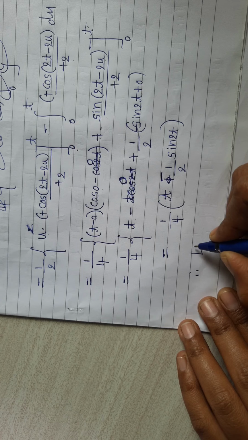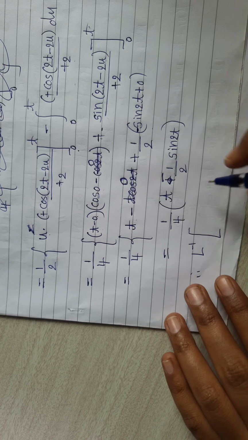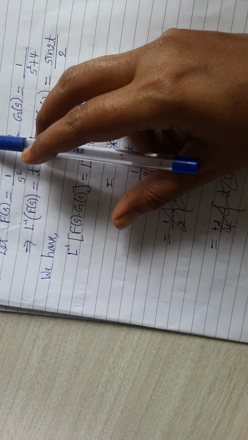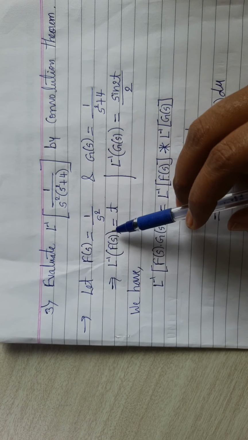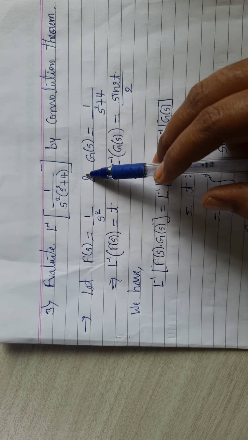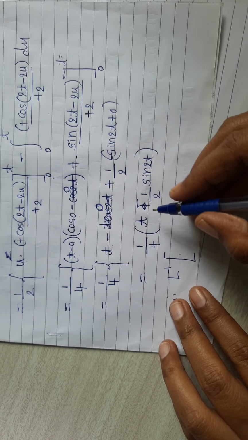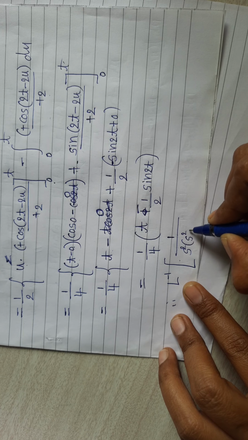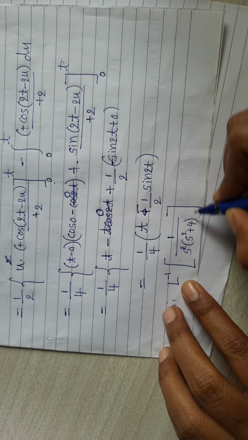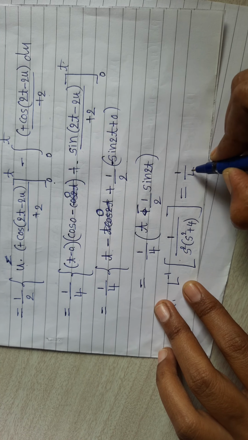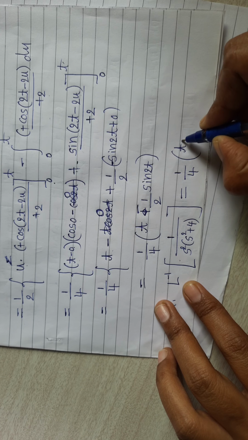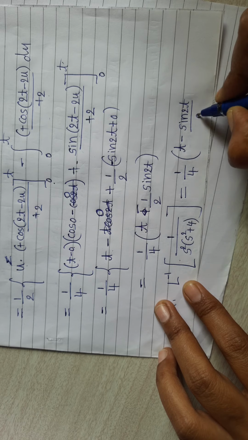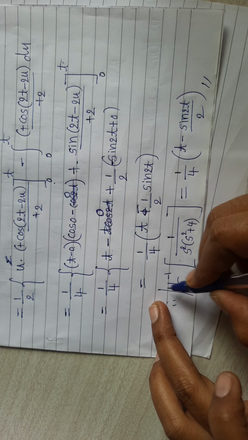Therefore we are getting L inverse of f of s into g of s. That is nothing but 1 by s for f of s, and g of s is 1 by s square plus 4. So I write 1 divided by s square into s square plus 4, that is equal to 1 by 4 times t minus sine 2t divided by 2. This is the required answer.